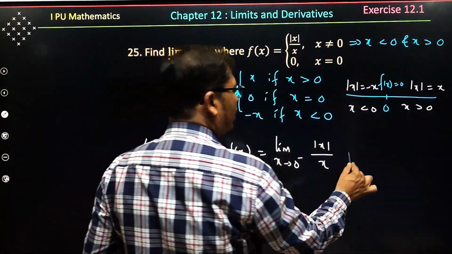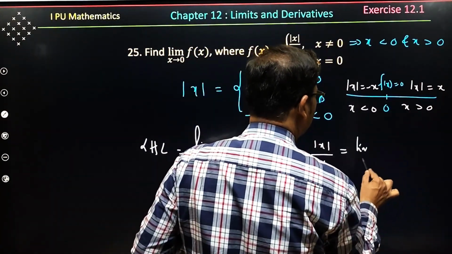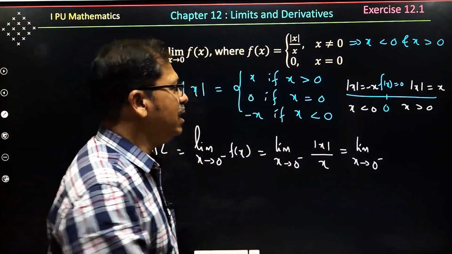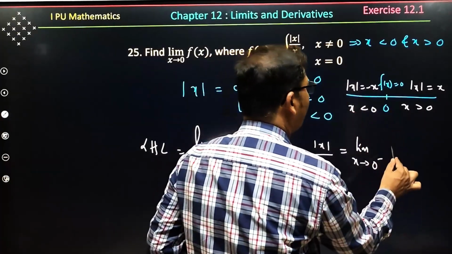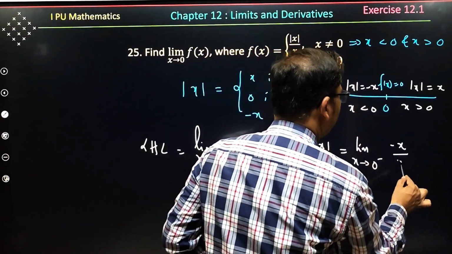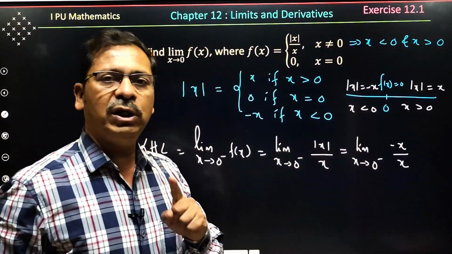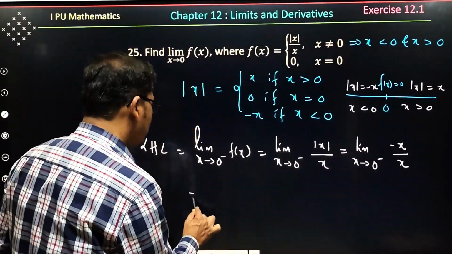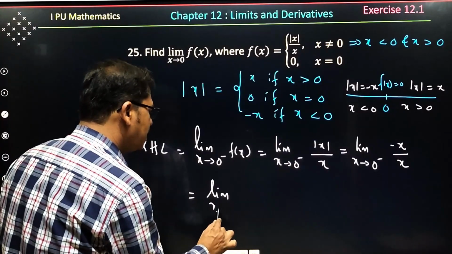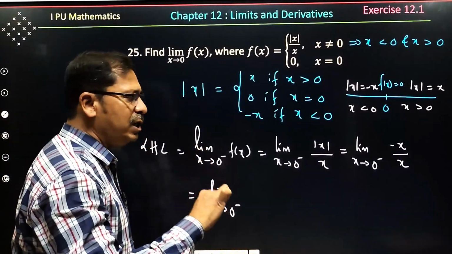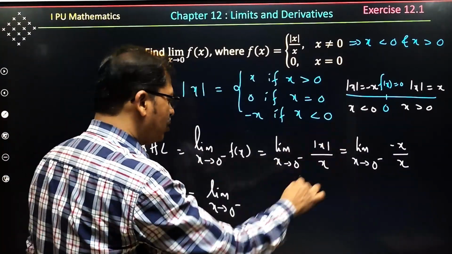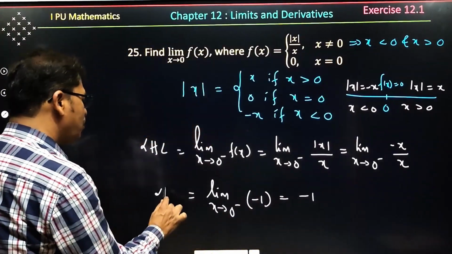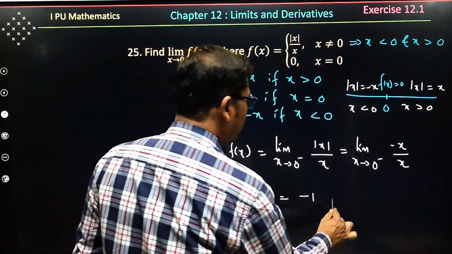But here is the funda. Limit x tends to 0 minus means less than 0. When it is less than 0, mod x value is what? Minus x divided by x as it is. You must understand this: mod x should become minus x in this case. So this is equal to limit x tends to 0 minus, mod x value is minus x that I have substituted. On simplification, it leads to minus 1. So the answer is minus 1. So the left hand limit on simplification leads to minus 1.